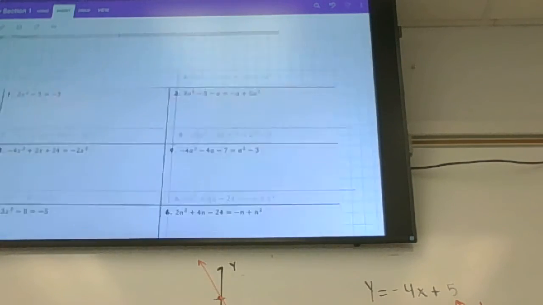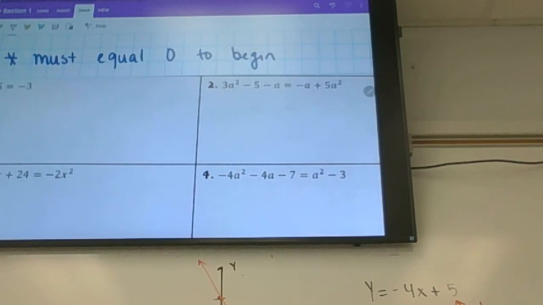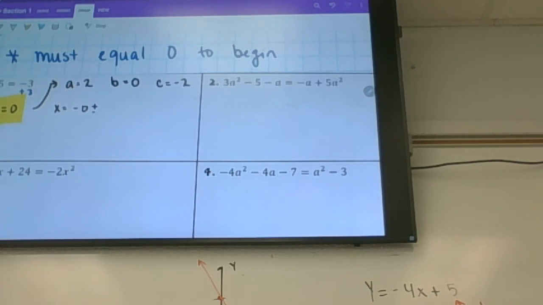All right, here we go. Before I can start, you might want to make yourself a note at the top of the page to remember it must equal 0 to begin. So I'm not even going to start the formula until I cancel this 3 out. So this is the equation I'm doing the formula for. With this one, I'm going to identify that A equals 2, B equals 0, and C is negative 2. B always has X next to it, not X squared, specifically X.